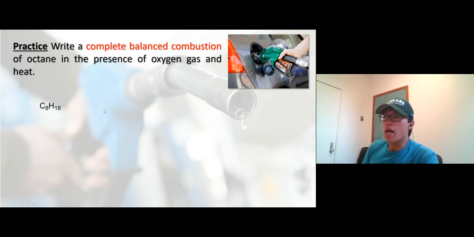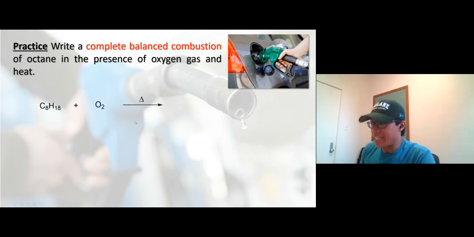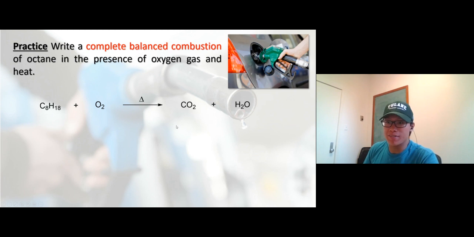Okay. All right. So again, if you want to make fire, you need a fuel. We already have it. That's octane. You need oxygen. What's the last one? You need heat. By the way, the delta sign on the reaction arrow in chemistry means heat, but in a mathematical equation it's different. Okay. Octane, oxygen, and heat. What's the product? What do you get? Always carbon dioxide and water.